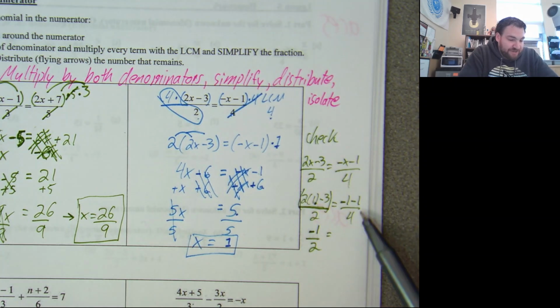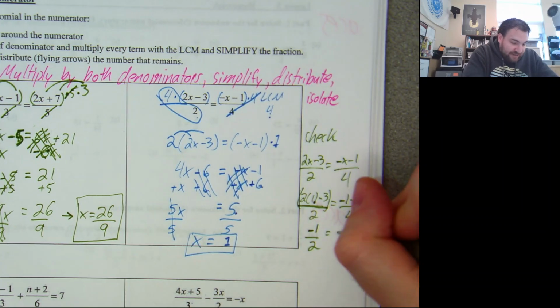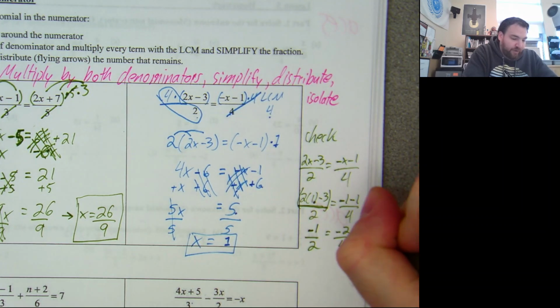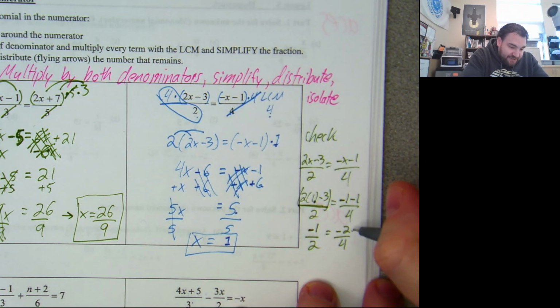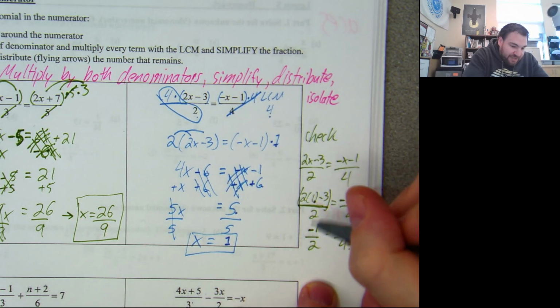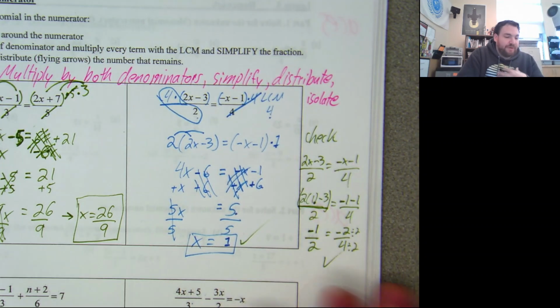Okay, my right-hand side, what's negative 1 minus 1? Negative 2 over 4. Are those two fractions equal? Is negative 1/2 equal to negative 2 over 4? You bet. Because this guy's reducible. So this is true, so that is true. We're good.